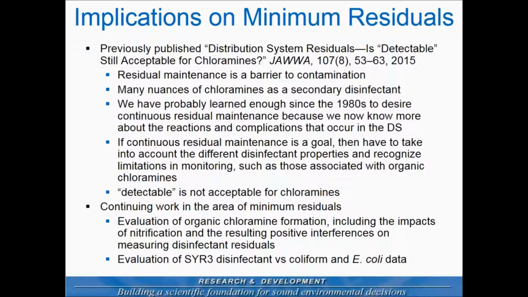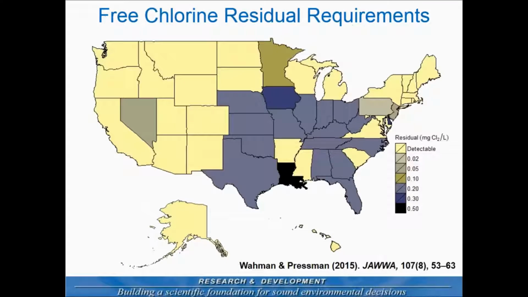And that's what I want to talk about now. Before I get into that data, here are two maps that are shown in our manuscript that show states that have requirements for minimum residuals that are greater than the federal minimum, which is detectable. And so there's about 20 states that have various different free chlorine minimum residuals that are higher than that.